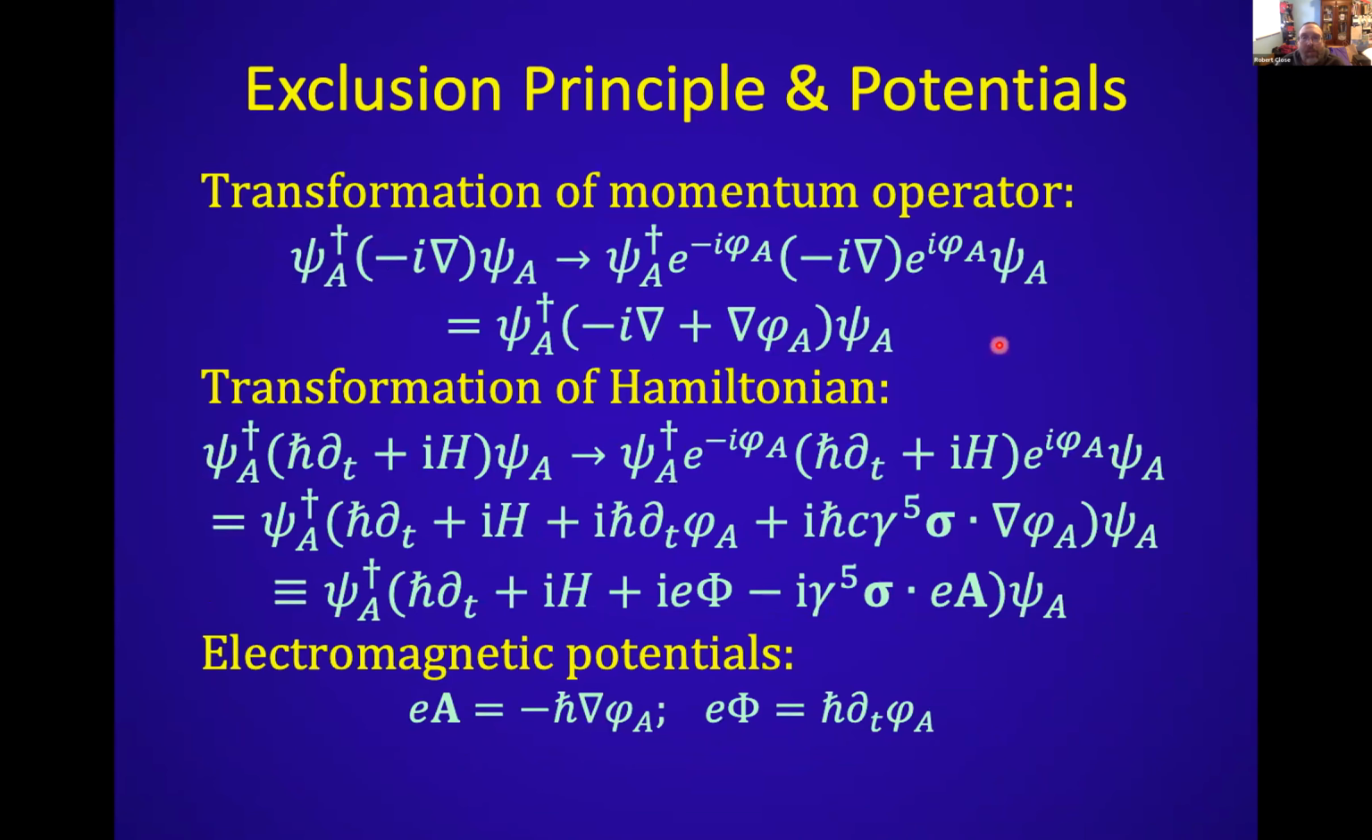So just working that out, if you look at the effect of these potentials on the momentum operator, you add in a gradient. And if you look at the effect on the Hamiltonian, you actually get 2 terms. One is a time derivative and one is also a gradient term. And the time derivative corresponds to the electrostatic potential, and the gradient term corresponds to the vector potential. Okay, so these are the definitions of the electromagnetic potentials.